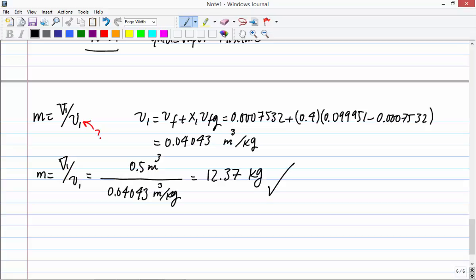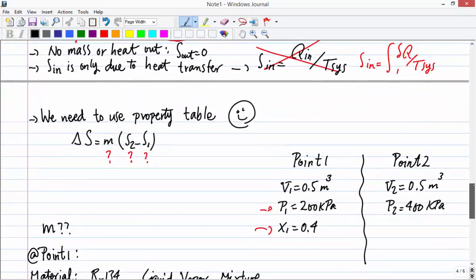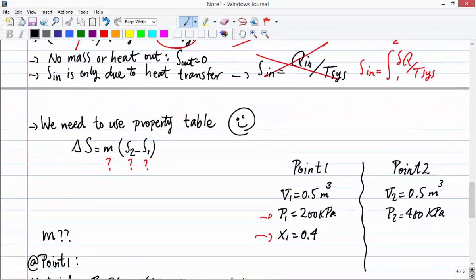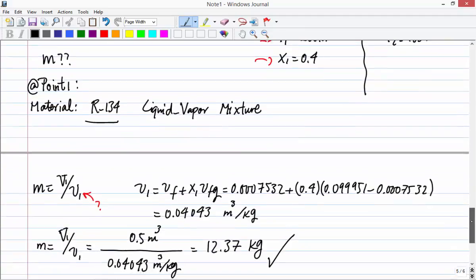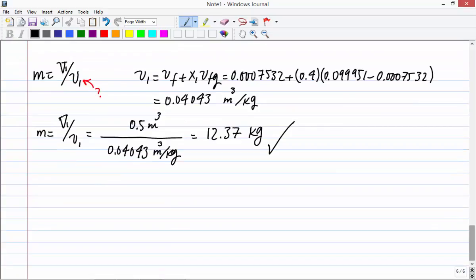Great. Now let's go back to the equation that we want to solve. We want to solve for the total change in entropy. So the next step is to find these two, little s1 and little s2. So I'm going to do the same process at point 1 and point 2 and solve for entropies. I'll stay at point 1, so I'll continue that. Once again, entropy can be solved like little v, like specific entropy, like specific volume or specific enthalpy.